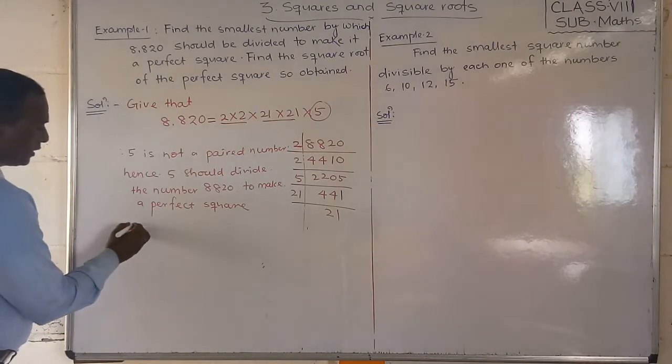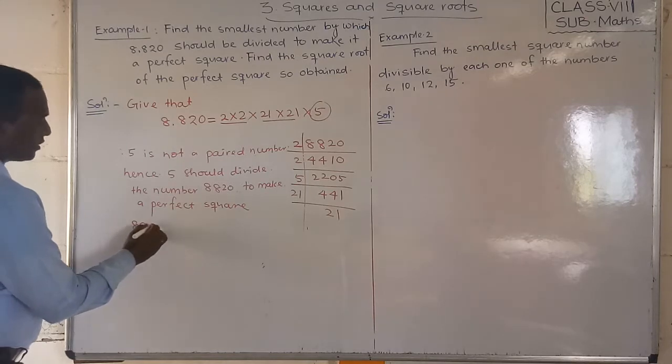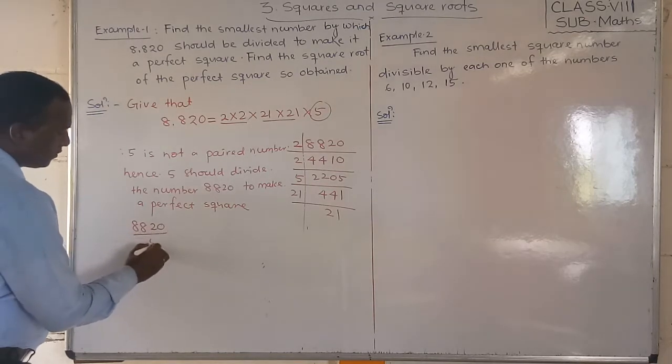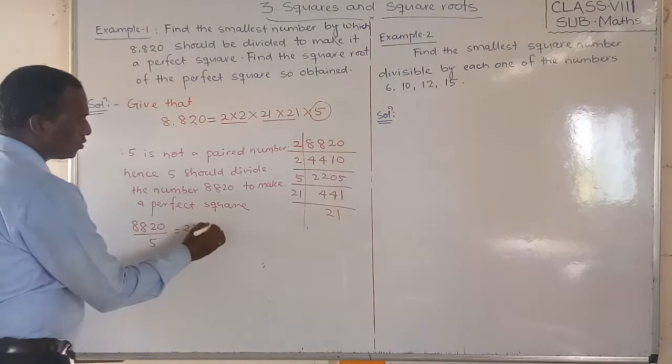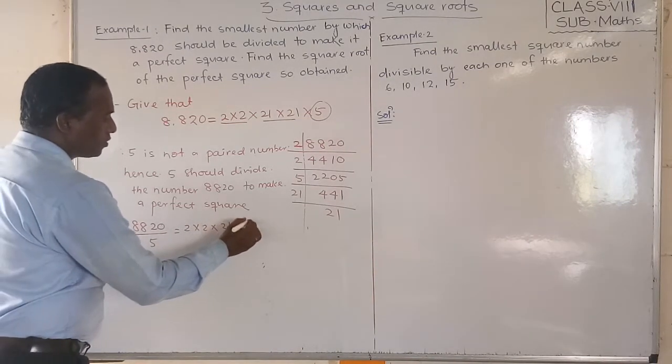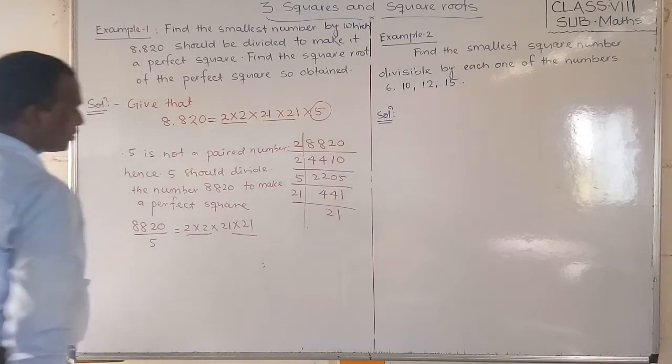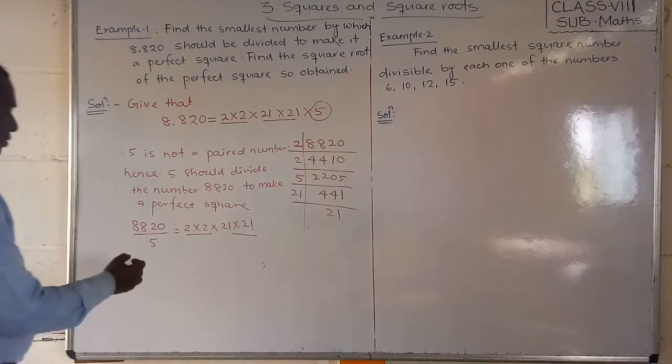Whatever that is to see, hence 8820 divided by 5 is equal to how much you will get, friends? I will get 2 into 2, 21 into 21. Okay, friends? So this is what we will get. So hence how much will you get?